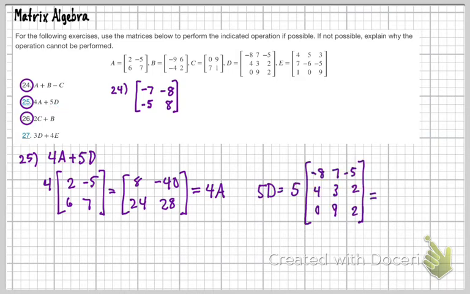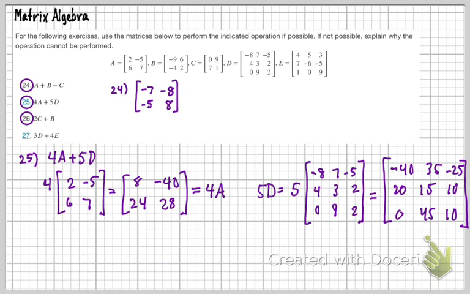And that's going to be negative 40, 35, and negative 25, and then 20, 15, 10, 0, 45, and 10. So there's 5D there. So that's what that equals.